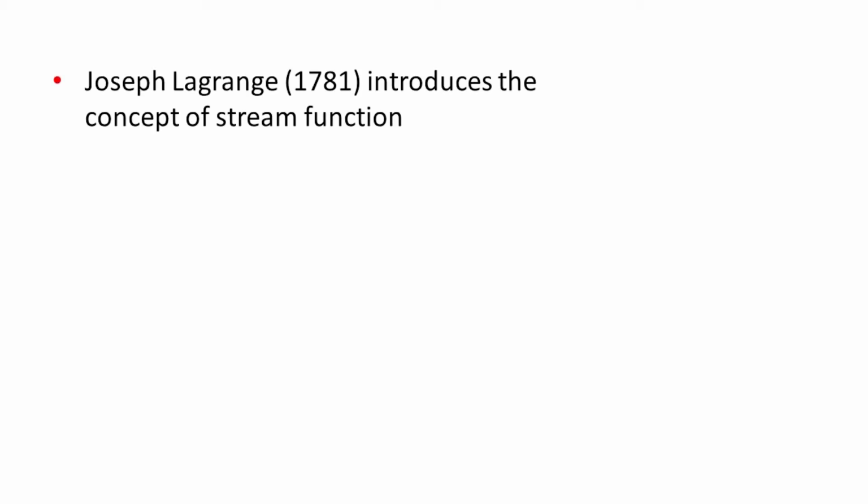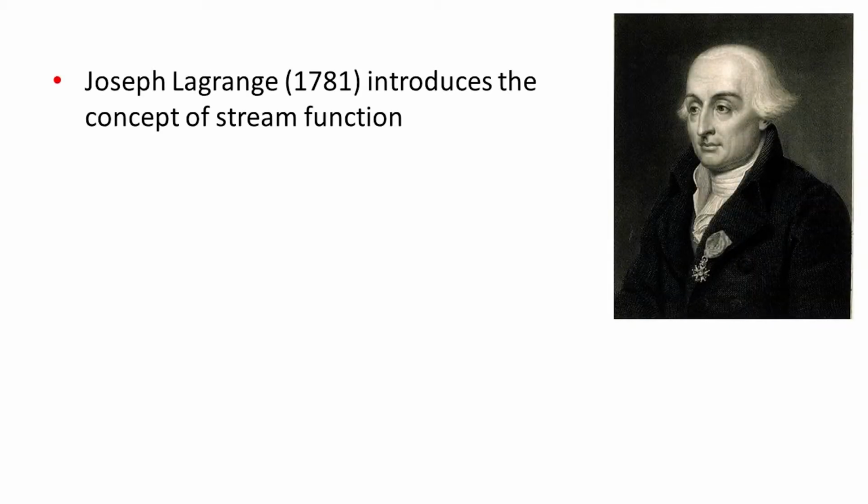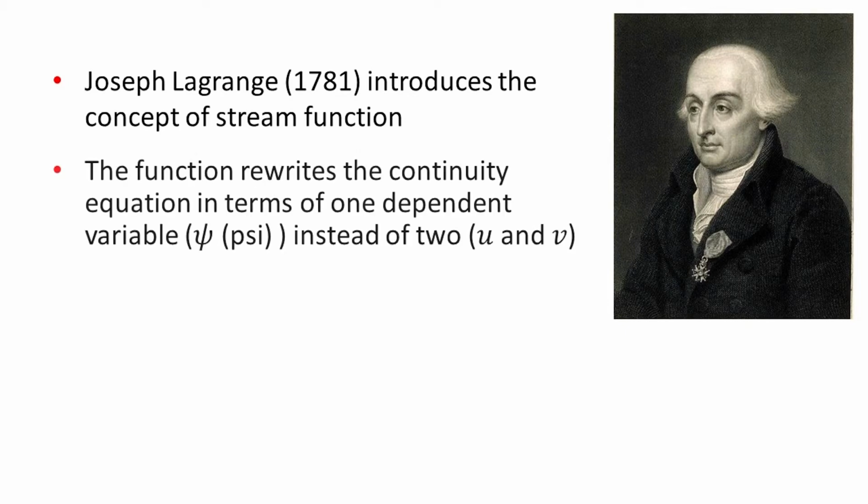That's what Joseph Lagrange, a Franco-Italian mathematician, did. In the year 1781, he introduced the concept of stream function. The function rewrites the continuity equation in terms of one dependent variable instead of two variables. As such, you can solve for the u and v velocity components of the flow field with a single equation.